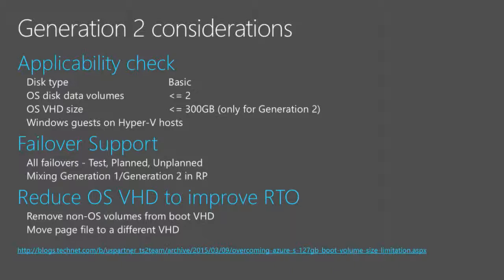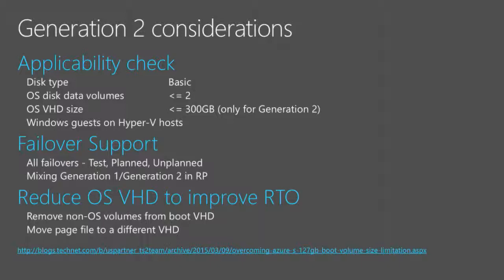Most of the time people have 1 or at best 2, so it meets most of the needs. The OS VHD has to be less than 300 GB. That's just a restriction based on the support that we have. We will continue to expand it, but right now it's at 300 GB for the OS VHD.